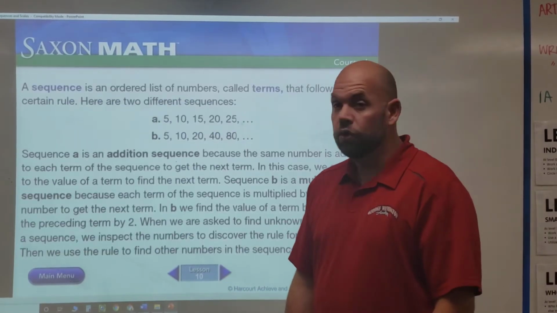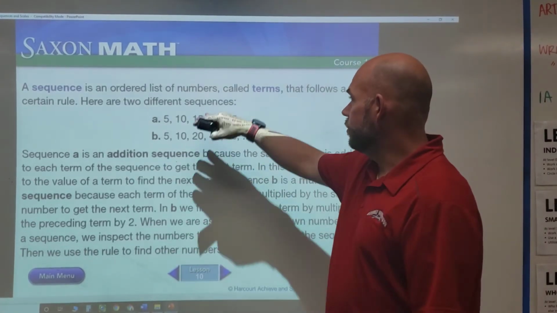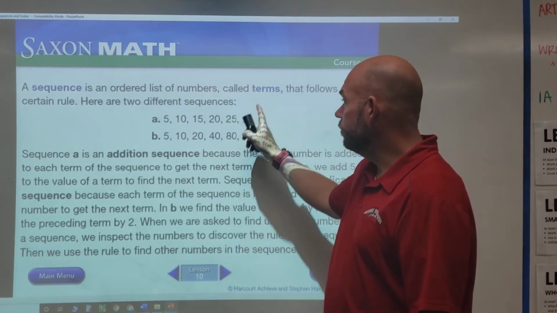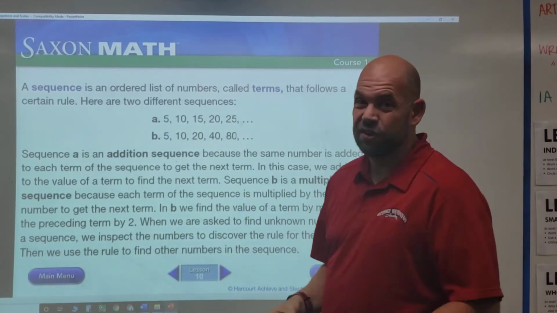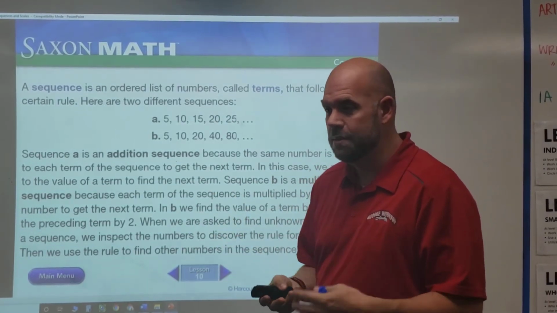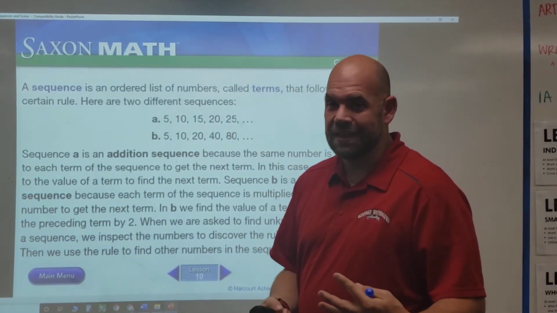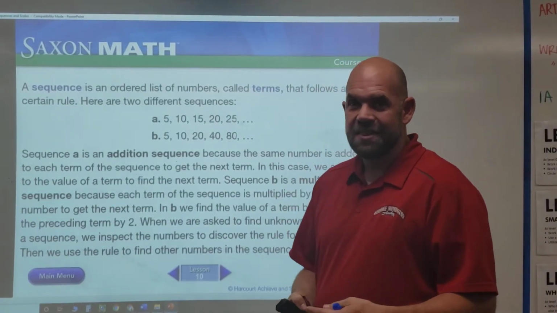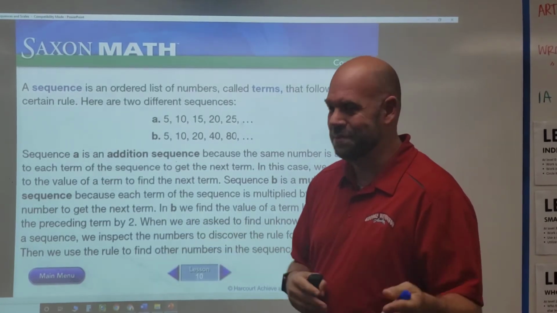All right, so now let's look at sequences. This is where we start getting into codes. A sequence is an ordered list of numbers called terms, just like we saw earlier, that follow a certain rule. And the rule is where it turns it into a pattern or a code that needs to be broken. And that's one of the cool things about math: when it comes to patterns or sequences, they follow predictable patterns, all right?